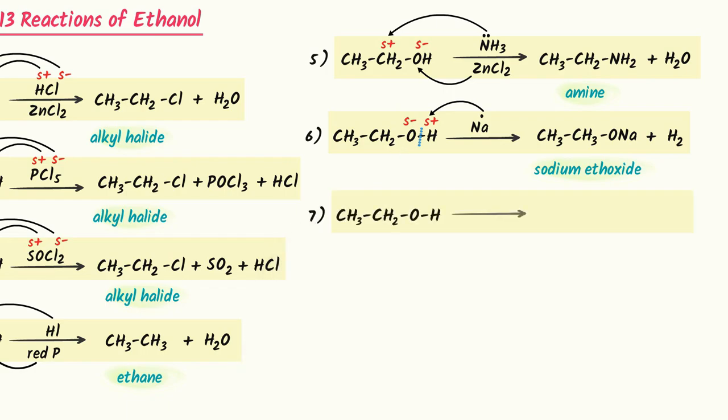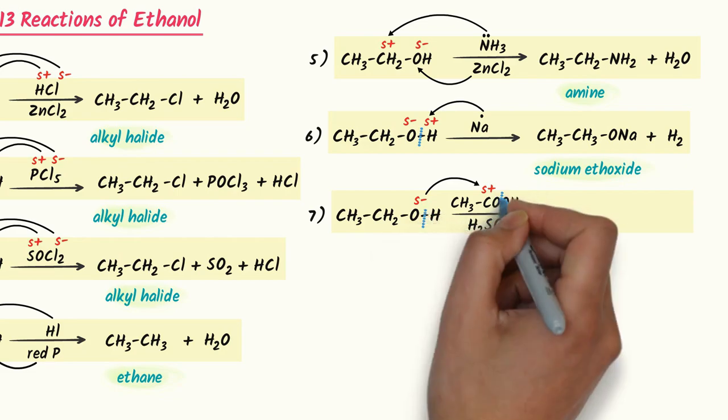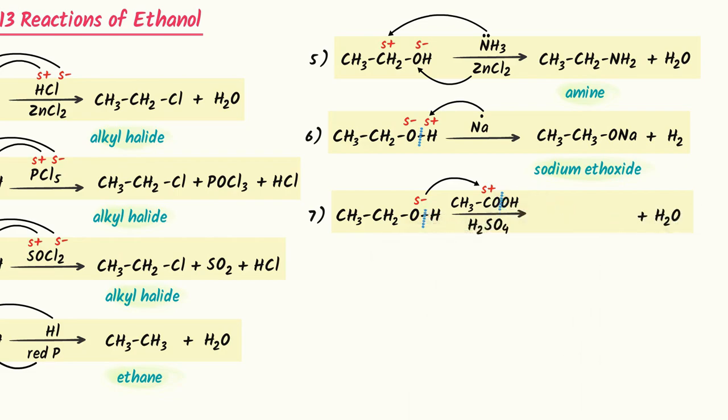The seventh reaction is esterification. I bring acetic acid and a drop of H2SO4. In the acid, the carbon is very positive because of its double bonded oxygen. The oxygen of our ethanol is the nucleophile here. It attacks that positive carbon of the acid. The H2SO4 removes a water molecule. As a result, the two join to form a sweet-smelling ester called ethyl acetate.